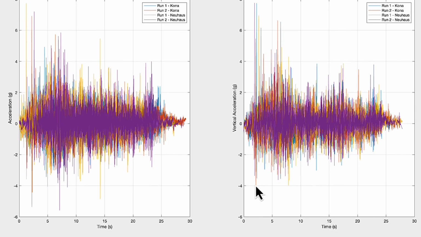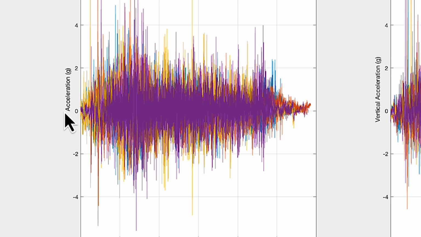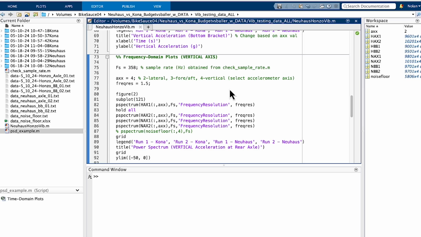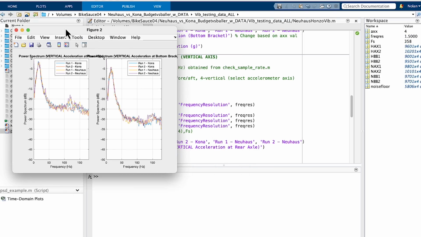The lateral accelerations, on the other hand, are centered about 0 g's as expected. But nonetheless, like I said, in the time domain, it's basically just a mess, and we really can't conclude anything about compliance in this domain. So what we're going to do is take a look at the same data in the frequency domain.